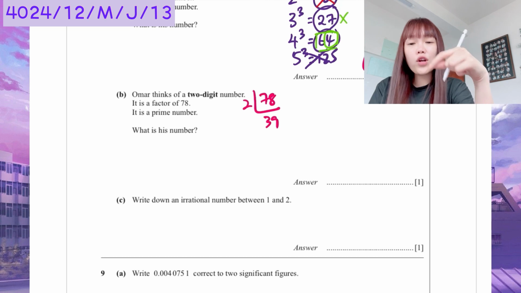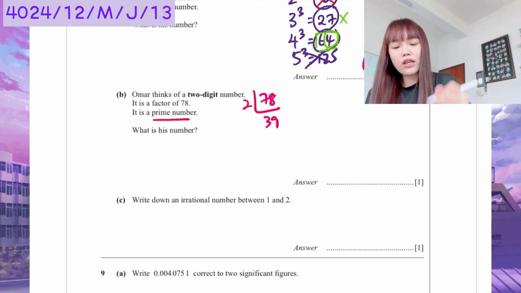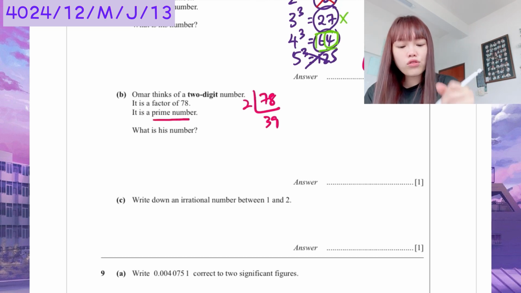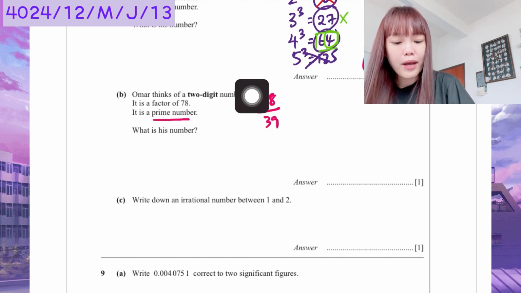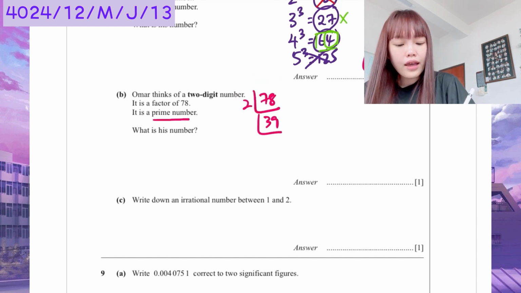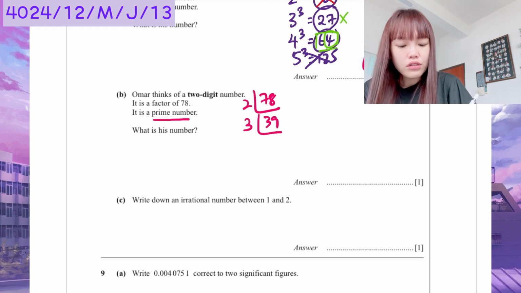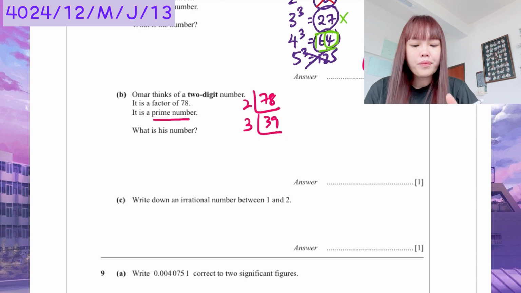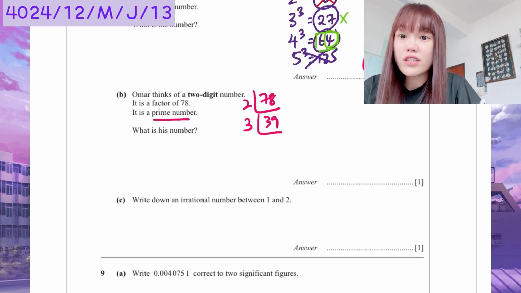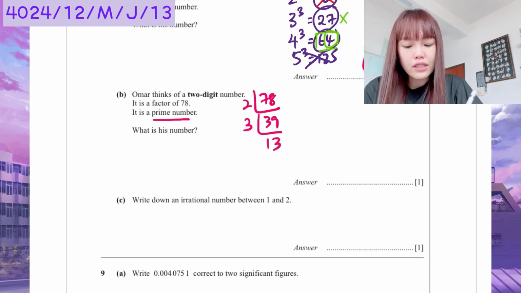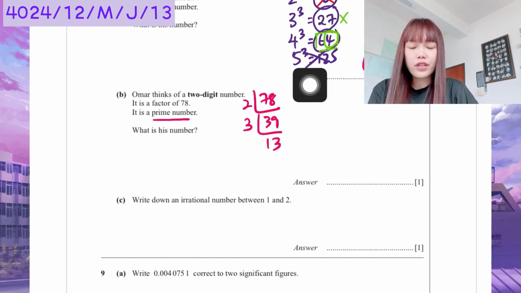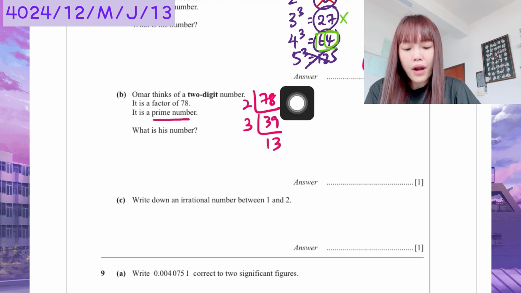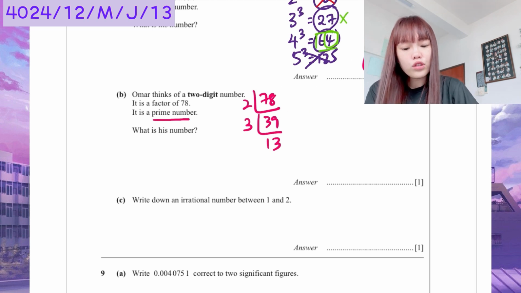Why do I use this method? Because they say it's also a prime number. If it's also a prime number, you see I divide by 2, I can also divide by 3. The multiple of 3 is also 78, which means 78 can be divisible by 3, and the other factor is 13. So 2, 3, 13 are factors of 78 and also prime numbers. But the only 2-digit number here is 13. So the answer is 13.